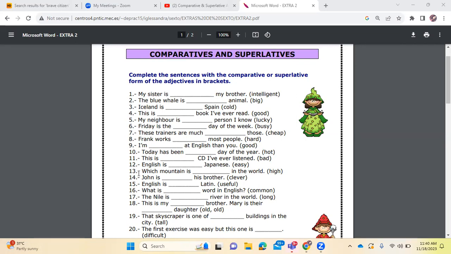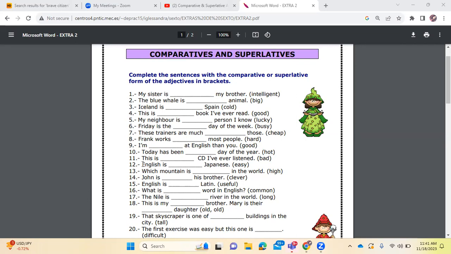Number 13. Which mountain is blank in the world? We are talking about one. So it should be the superlative form. Which mountain is the highest in the world?